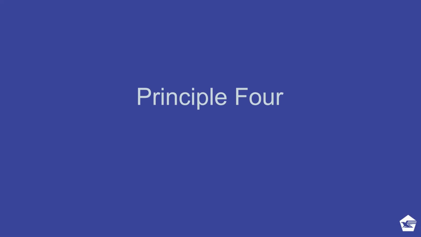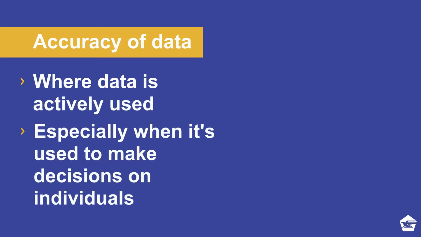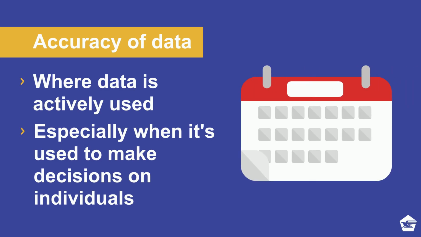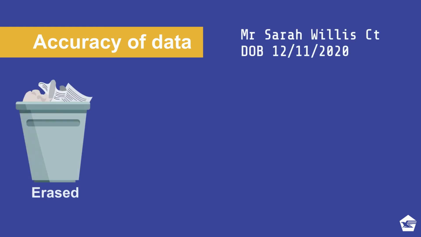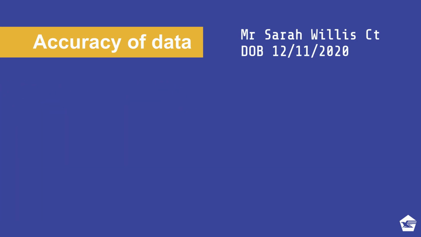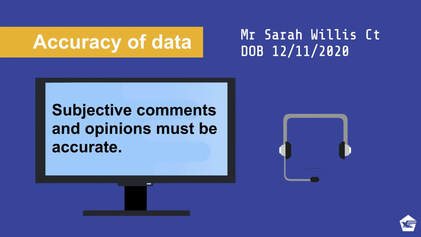The fourth principle is the accuracy principle. The data you hold must be accurate and, where it's actively used, especially when it's used to make decisions on people, it must be kept up to date. Your organisation must take reasonable steps to ensure that inaccurate personal data is either erased or rectified without delay. And crucially, you should also note that accuracy also covers subjective comments such as opinions.